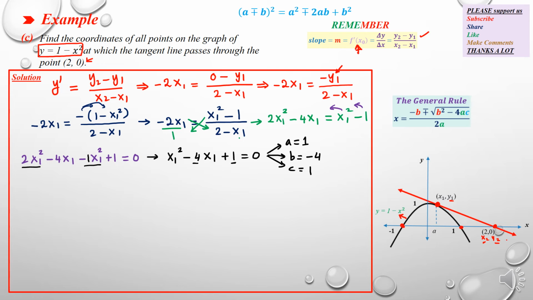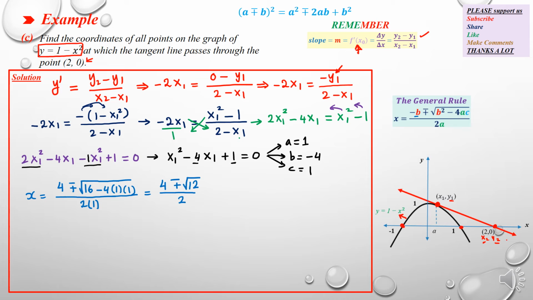Now you have to apply the general rule, and you will get x equals minus b, which is minus 4, it means 4, plus minus square root of b squared, which is -4 squared. So you have to cancel negative because the power is even, and you'll get 16 minus 4ac divided by 2a, 2 multiplied by a, 2 times 1, and you'll get 4 plus minus square root of 16 minus 4, 12 divided by 2.